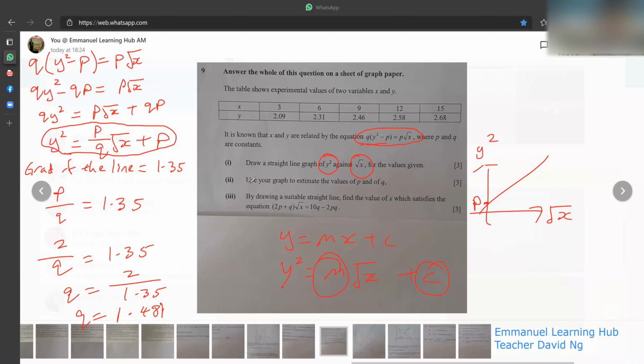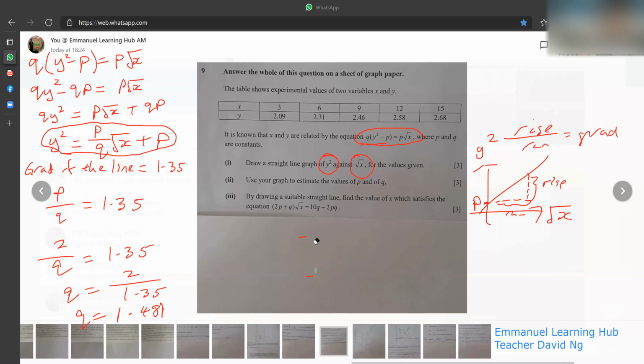Then you look at your graph. That's what they mean by use your graph to estimate. You've got to look at the graph that you plotted. What is this part here? That's your p. Then you find your gradient, rise over run. Rise over run is your gradient. Once you get your gradient, that is your m, and your m is p over q. 1.35, I got it from the graph, by the way. Okay, for part 2, you understand, no?